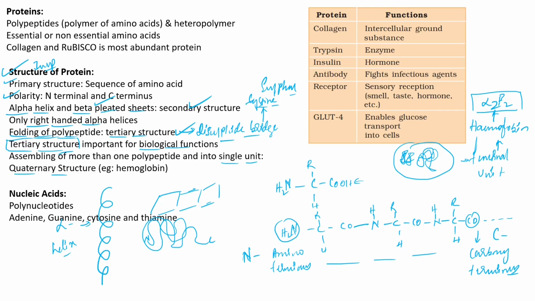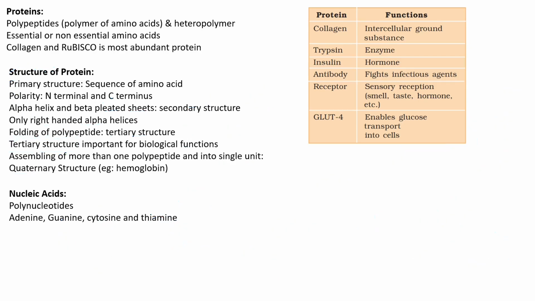Now, let us look into another type of biomacromolecule, the nucleic acids. We have discussed nucleic acids earlier in the first class, where we considered DNA and RNA. DNA and RNA are the examples of nucleic acids, right? And generally we say that nucleic acids are polynucleotides.